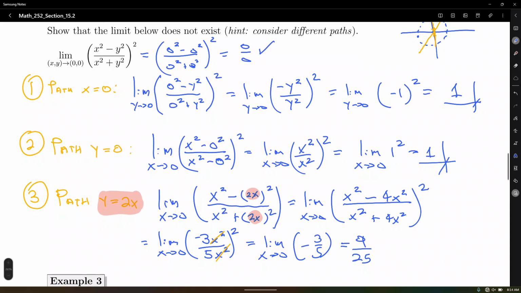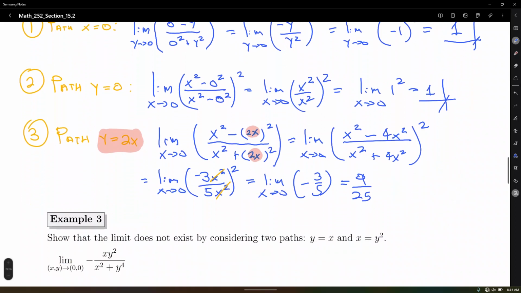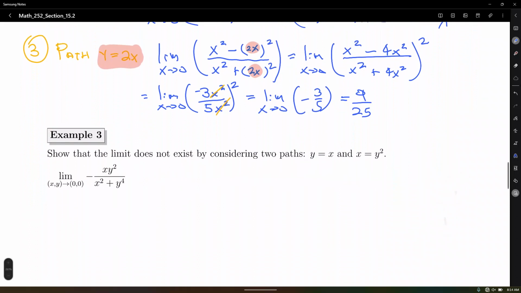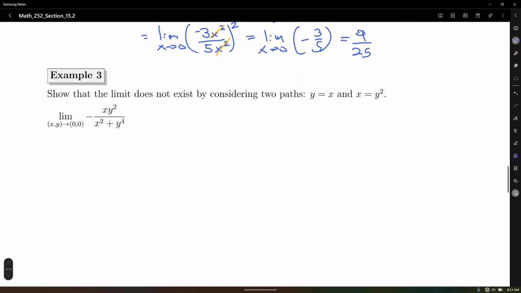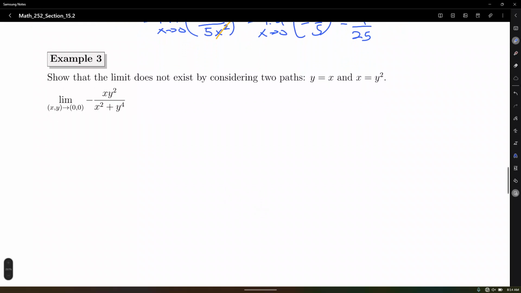Okay, so in some cases we need to check different trajectories, different trials here. But in some cases, they will give us the path, and be careful how the paths are given. In some cases, they may give us a function of x. In some other cases, they may give us a function of y. So let's have a look at the next example to illustrate that idea. We're asked to show that another limit does not exist.